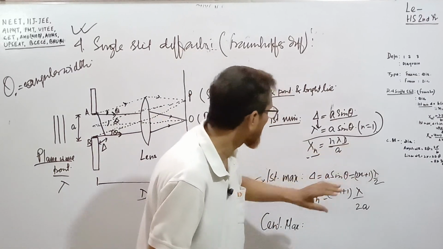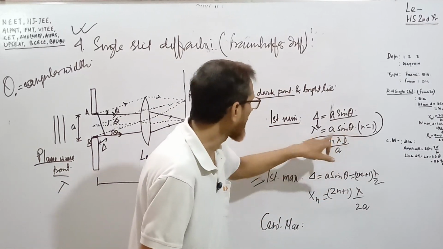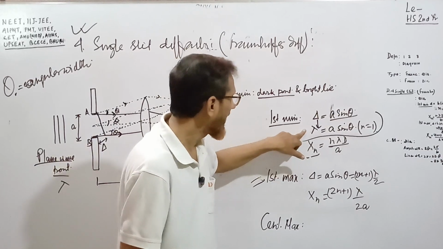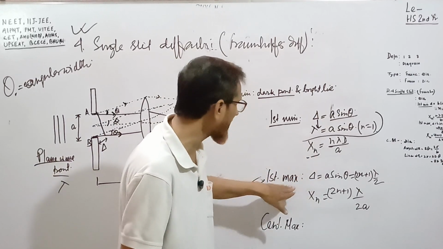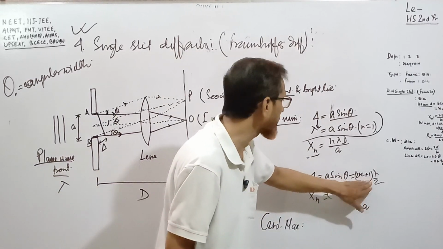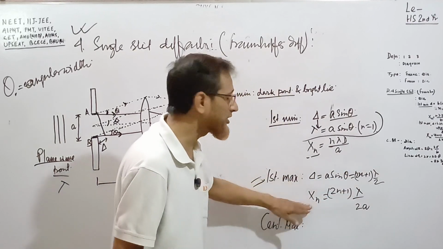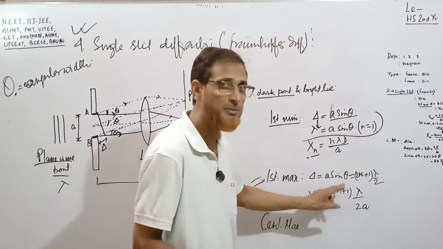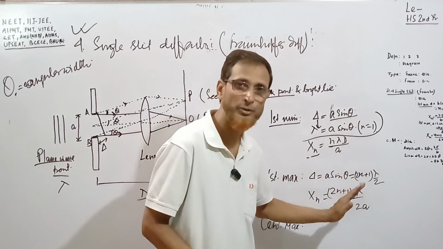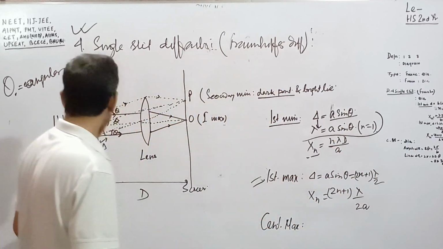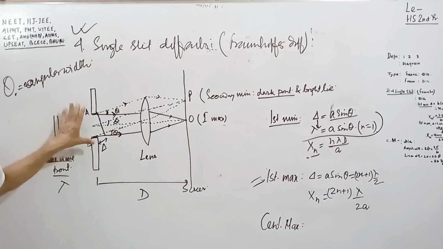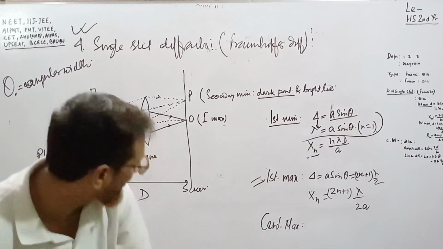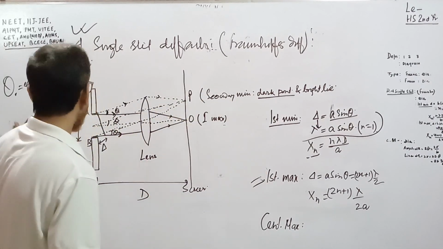So in this place it is only n lambda, here in place of first we have put n equal to 1, and since it is the first maxima, it is (2n plus 1) lambda by 2, and its distance from the center of the first, second, third, fourth maxima is (2n plus 1) lambda D divided by 2a, where a again is equal to the distance between A and B, meaning the width of the slit. And this is very important, you keep it in your mind.